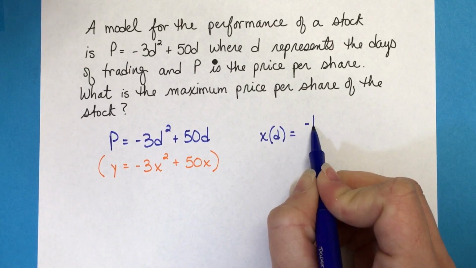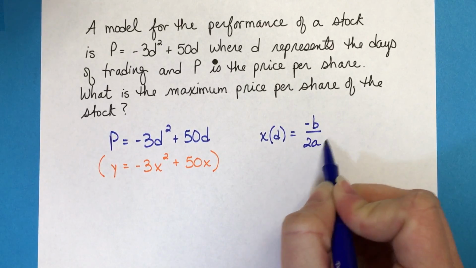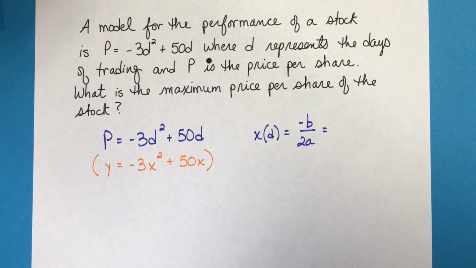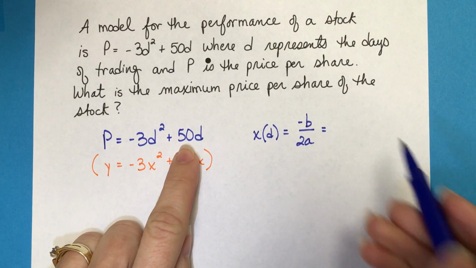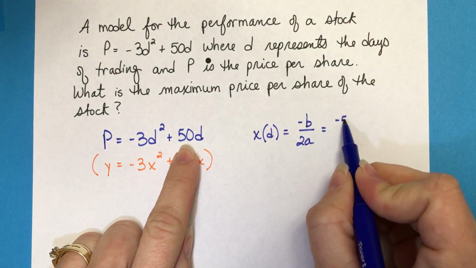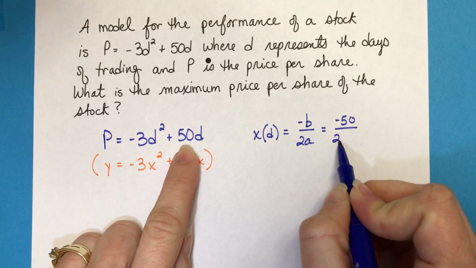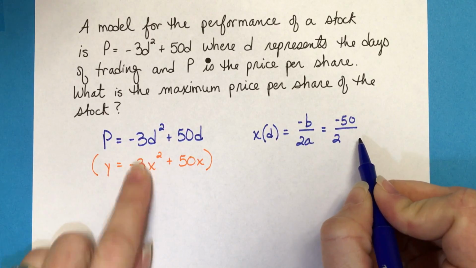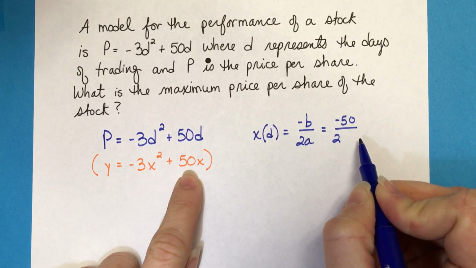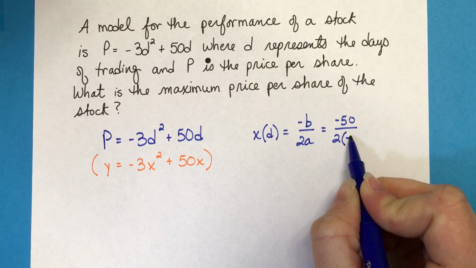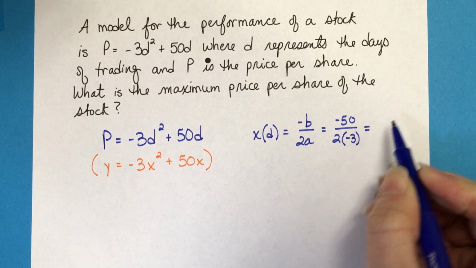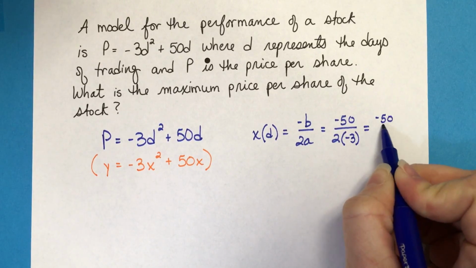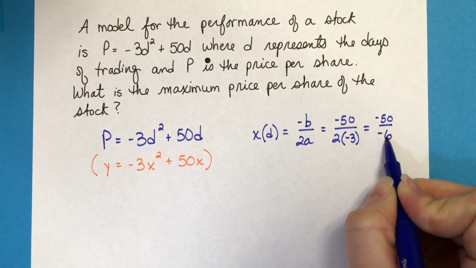So that's using the negative b over 2a. All right, so my b value is the 50. And a is the negative 3. Again, you could look at it here in terms of x if that makes it easier for you. All right, so that's negative 50 over negative 6.